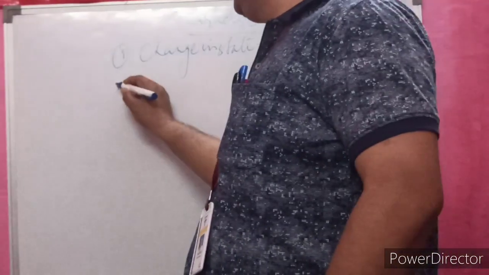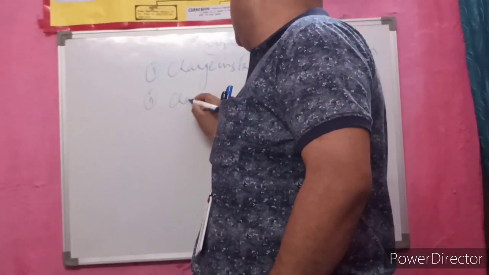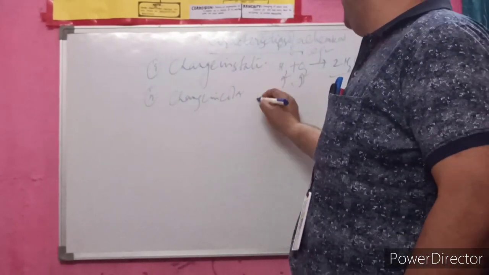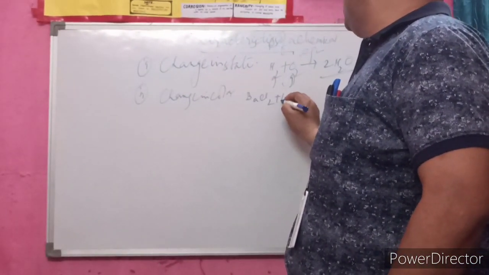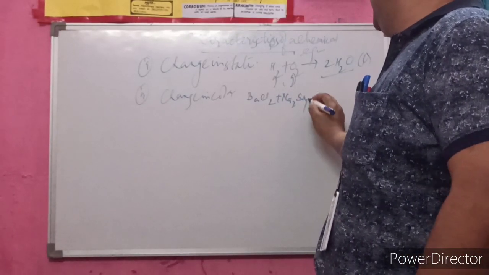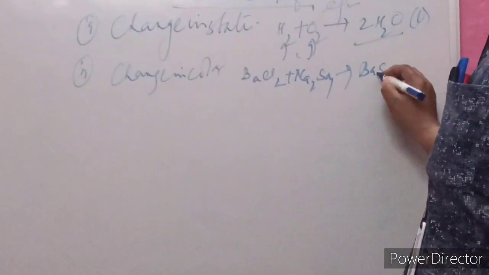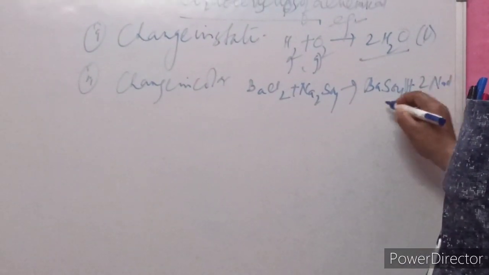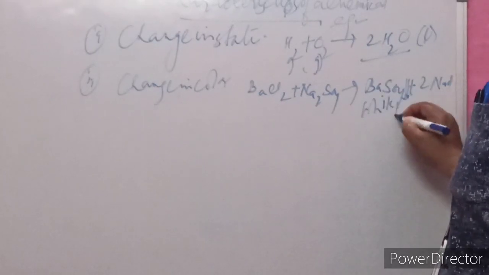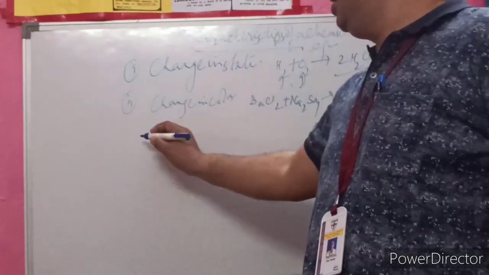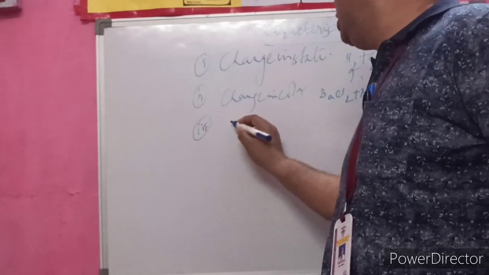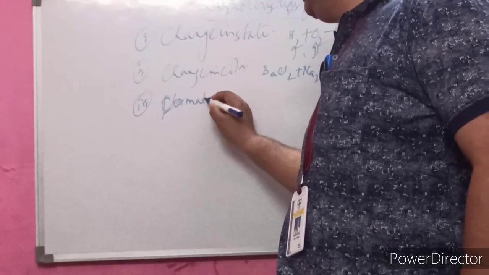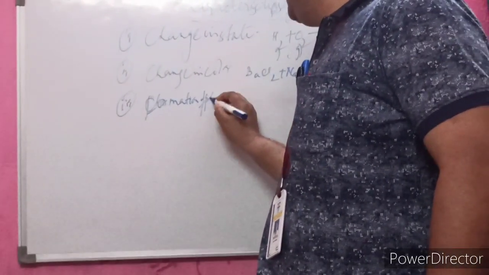Second is change in color. Like barium chloride reacting with sodium sulfate, it gave barium sulfate, BaSO4, plus 2NaCl. You got a white PPT. Third is the formation of precipitate.